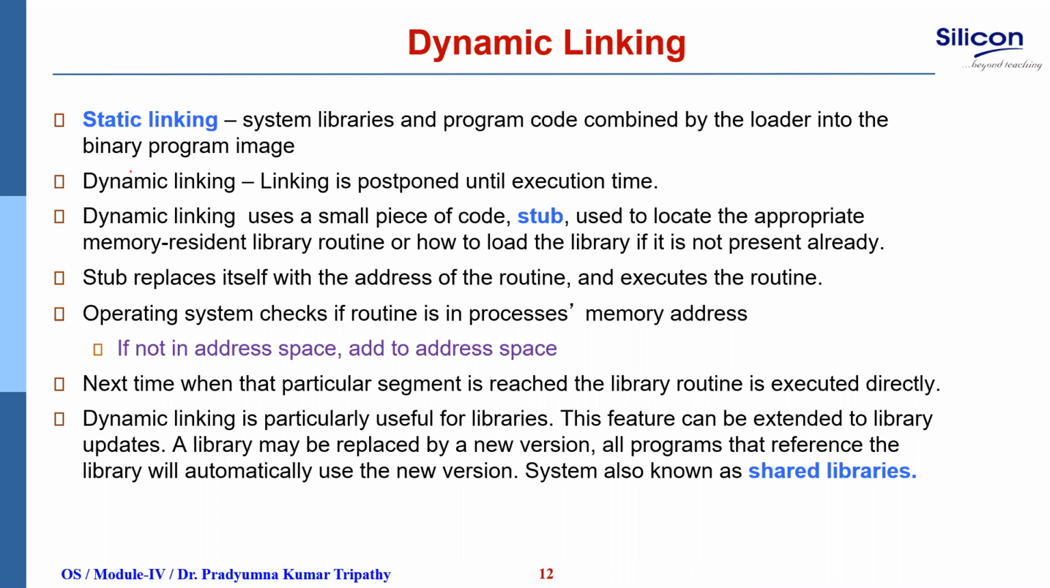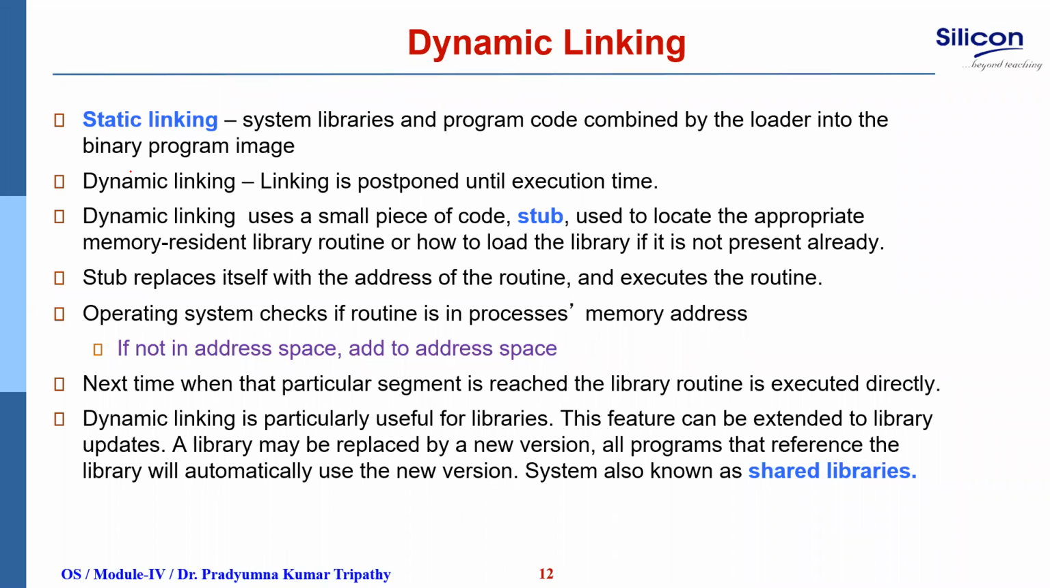Dynamic linking uses a small piece of code called a stub. The stub is used to locate the appropriate memory-resident library routine, or to load the library if it is not present already. How to load it is stored in that stub itself. So the stub replaces itself with the address of the routine and executes the routine.